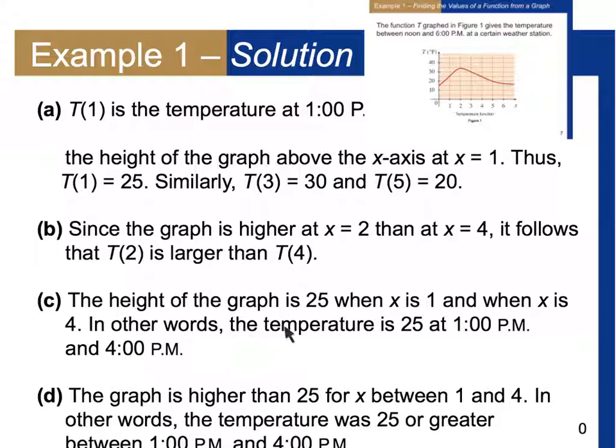And we were seeing where the height of the graph is 25. If we go through 25, between 20 and 30, we can see that happens at x equals 1 and at x equals 4, or 1 p.m. and 4 p.m., where the height is 25. And then we said where the graph is higher than 25, and that's between x equals 1 and x equals 4. We just draw a line across at 25, and we see where it's higher, and it's between 1 and 4 for x, for the hours.